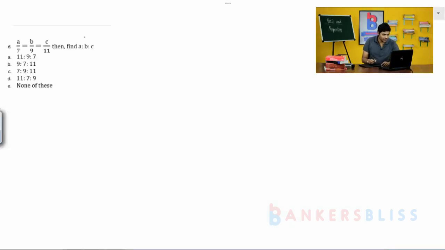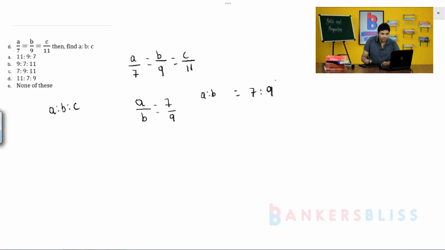A by 7 is equal to B by 9 is equal to C by 11. What do you have to calculate? You have to calculate A is to B is to C. See here, if you do A by B, then it is going to become 7 by 9. Means A is to B is equal to 7 is to 9. Then if you do B by C, you are going to get 9 is to 11. Therefore, B is to C is equal to 9 is to 11.